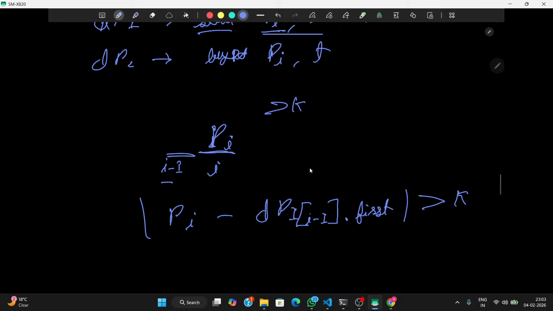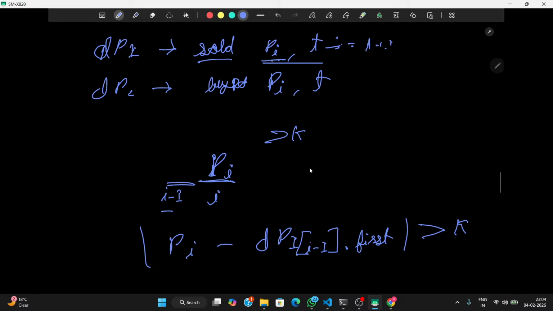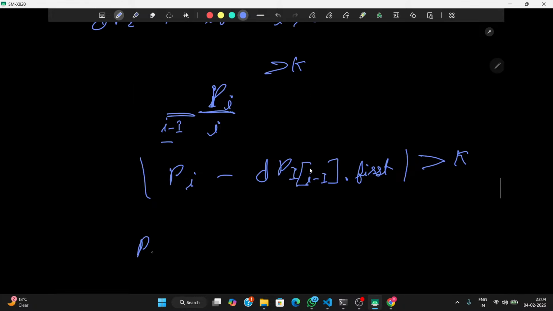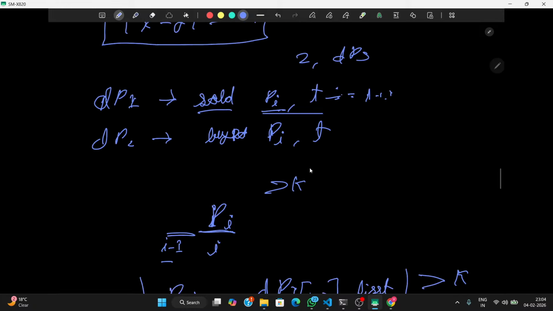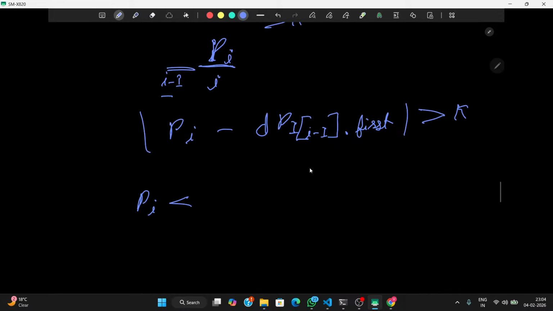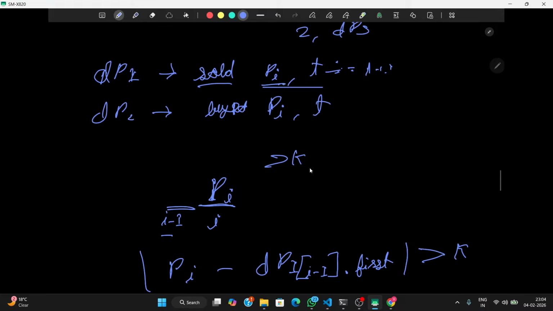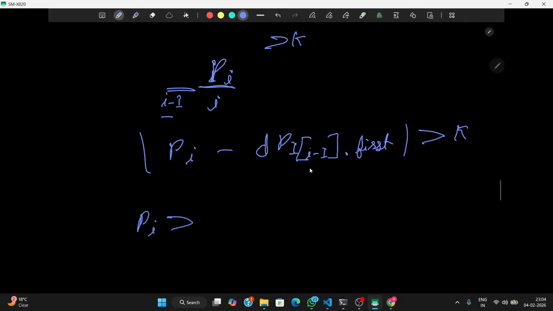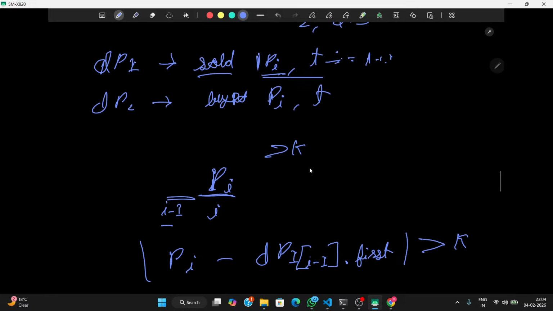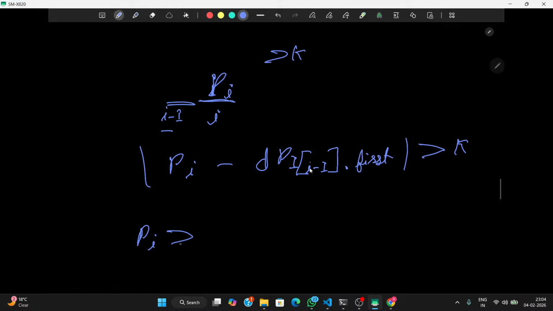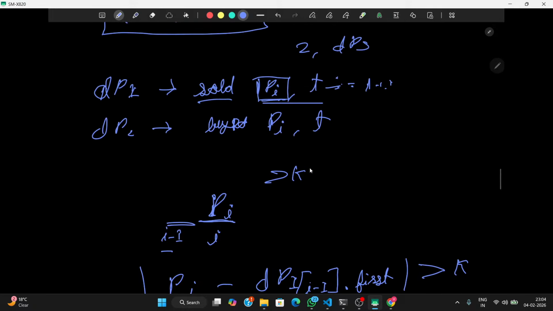And if this thing is not true, in that case, we will check if the current Pi is greater than the previous element, this one. If the current Pi is greater than this element, then we can simply say that no, we are not selling the stock here, since we have not closed this deal.